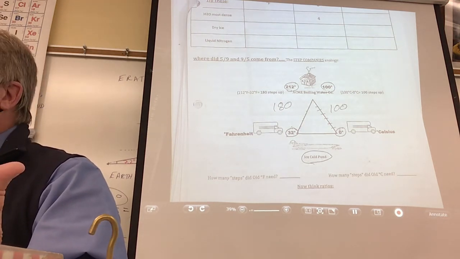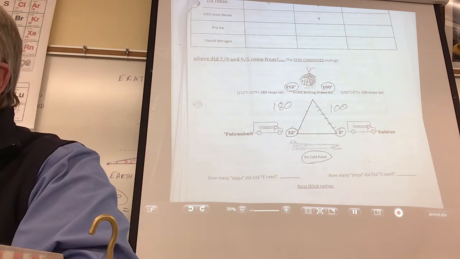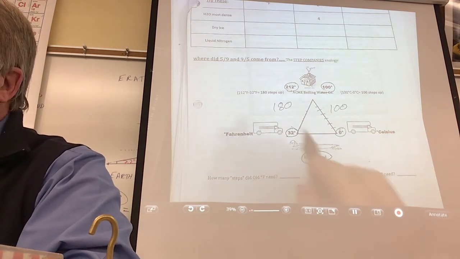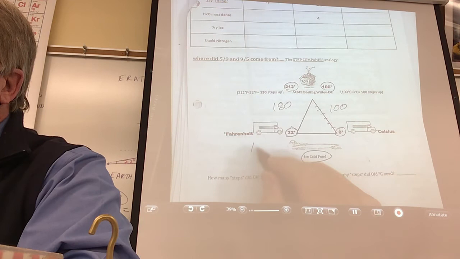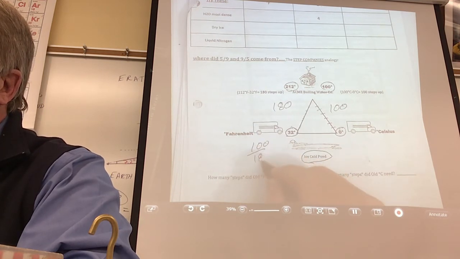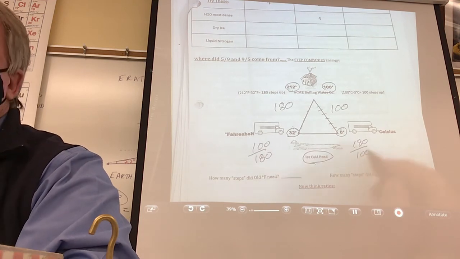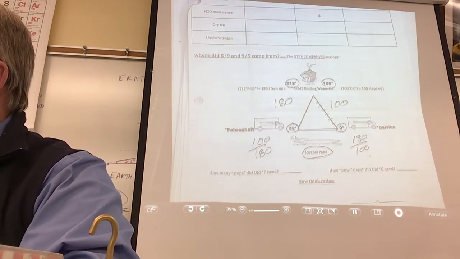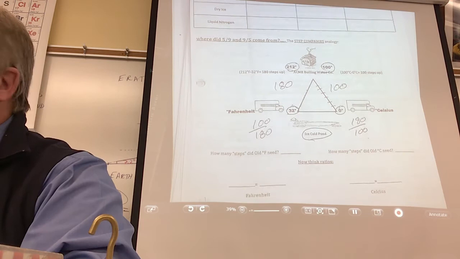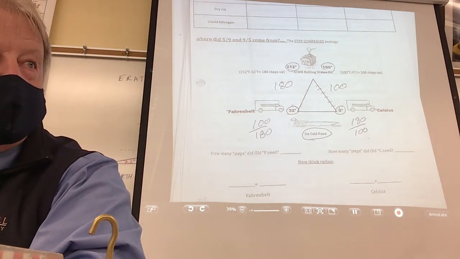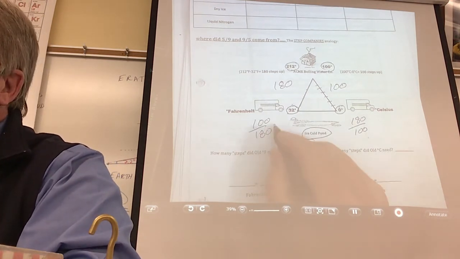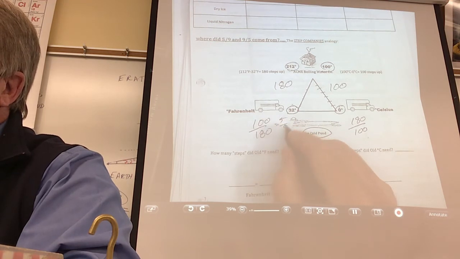It's Celsius. And I'm talking about ratios, wasn't I? In the world of ratios, what's 100 over 180? And what's 180 over 100? Let's look. What's the ratio of the step size? And you said, thank you. That made my day. What is it?